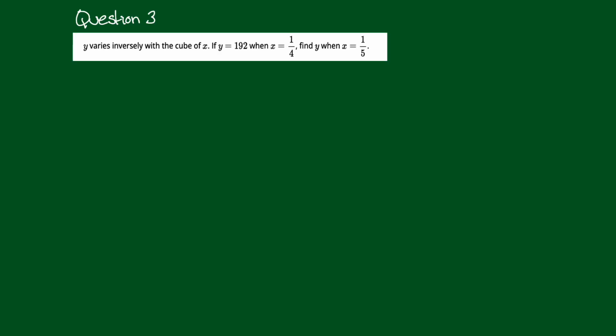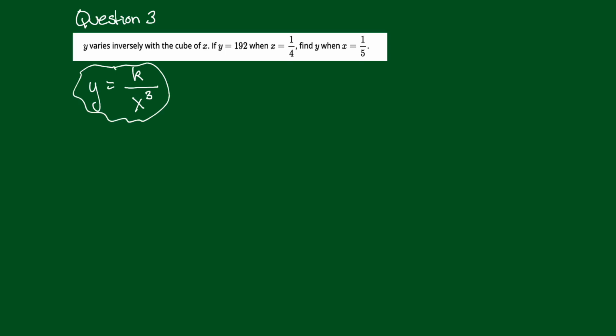Question 3 says that y varies inversely with the cube of x. Let's set up that general variation equation. How about y equals, now inversely. As soon as I see inversely, I write a fraction bar with a k over it. And whatever follows the word inversely, that's what goes on the denominator in the bottom. So the cube of x. So how about if we write x cubed? All right, there is our general variation equation.